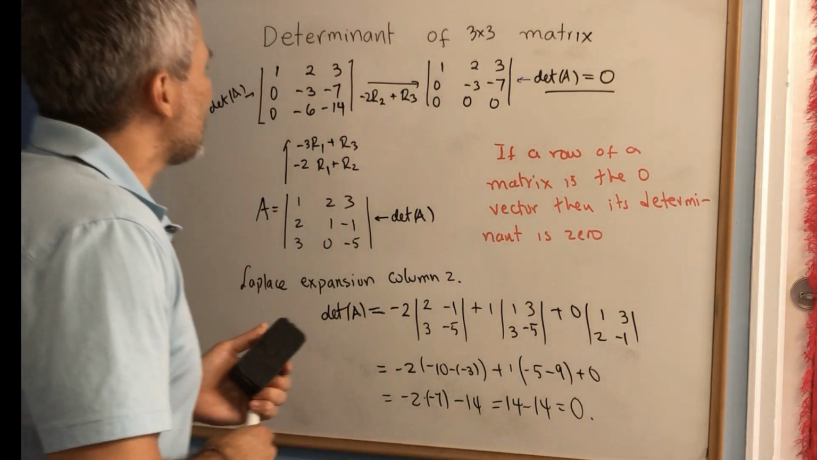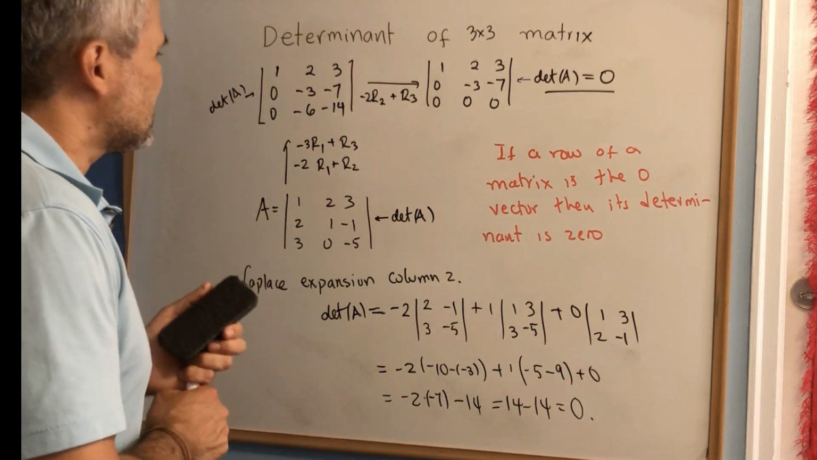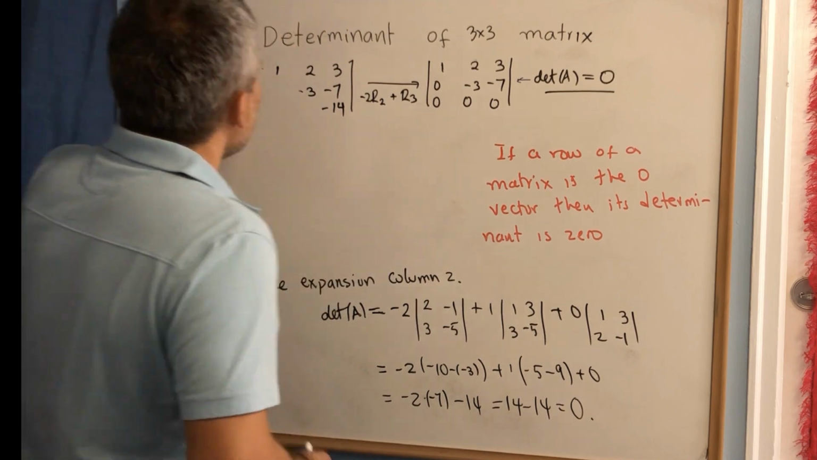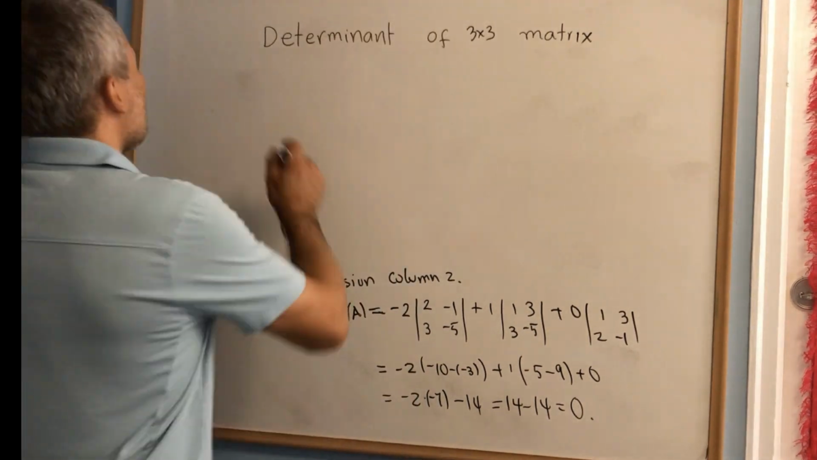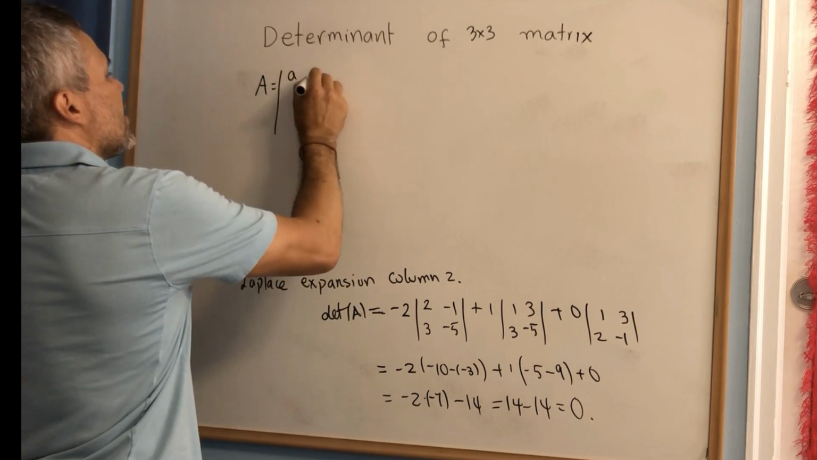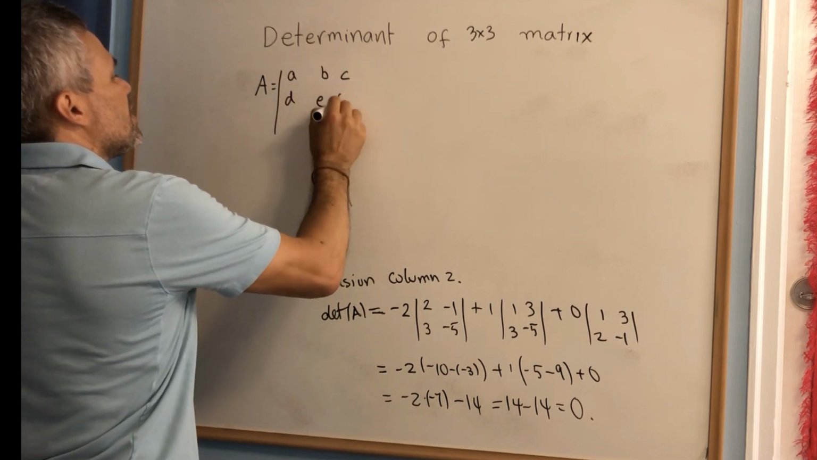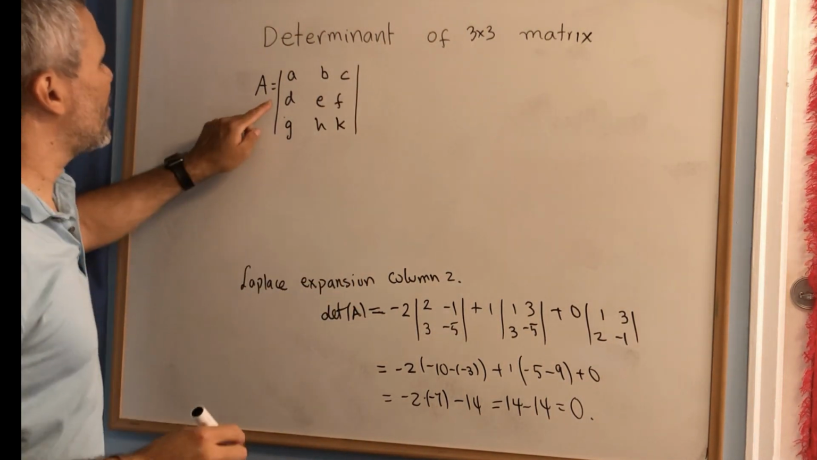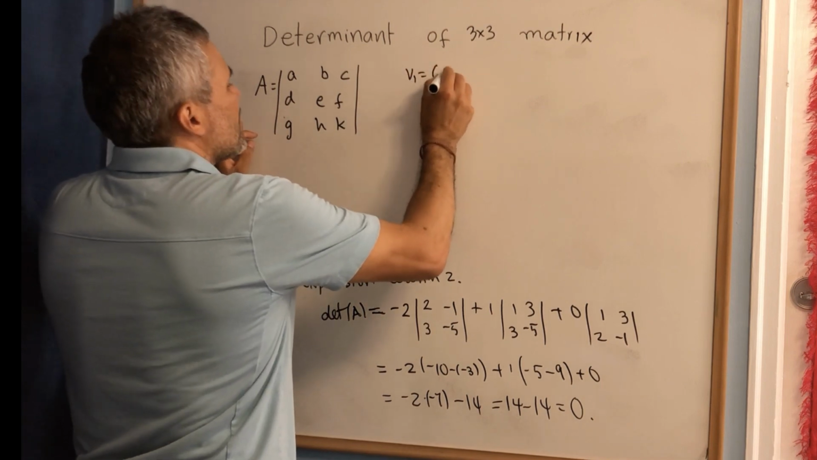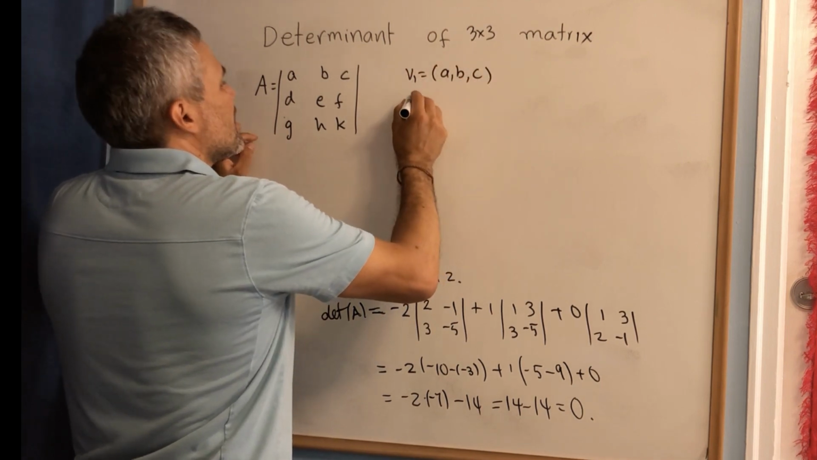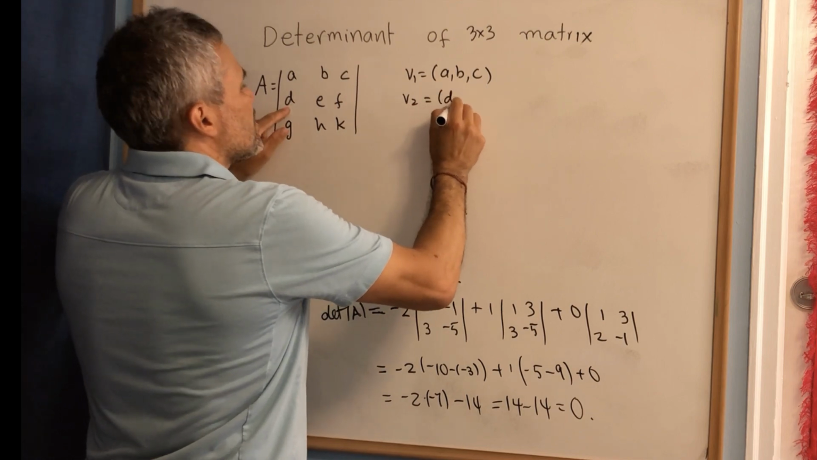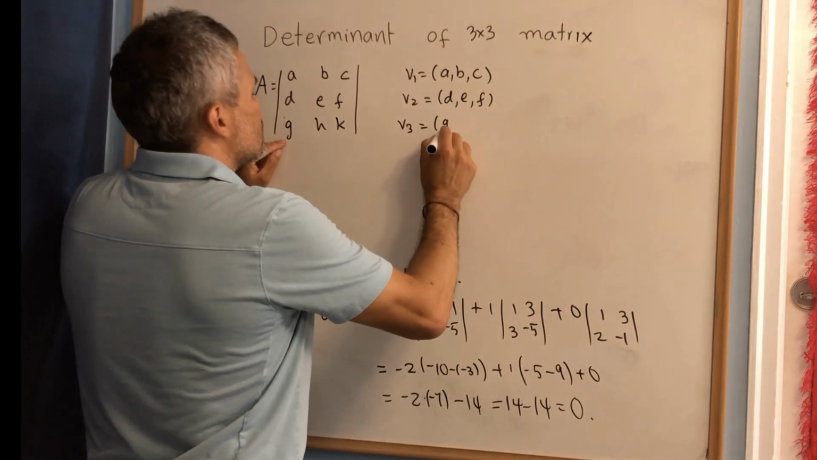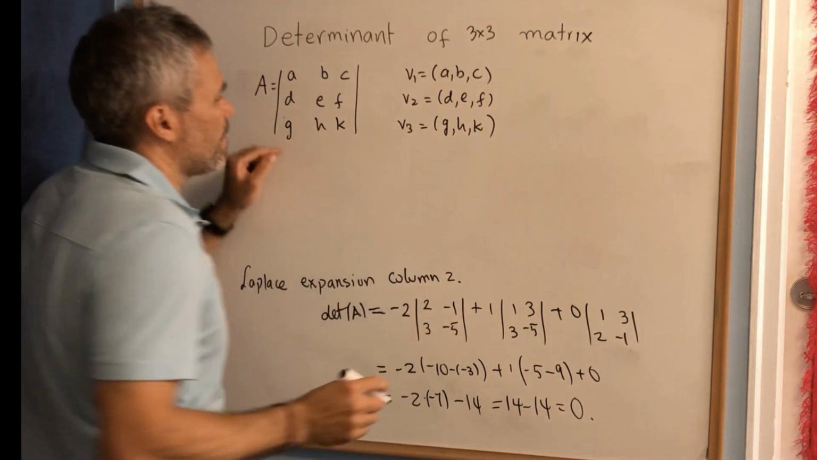What is the meaning of having a matrix with determinant 0? Let's erase this part. Again, let's suppose that we have A, B, C, D, E, F, G, H, K. Then we can consider the rows. B1 equal A, B, C. B2 equal to D, E, F. And B3 equal to G, H, K.